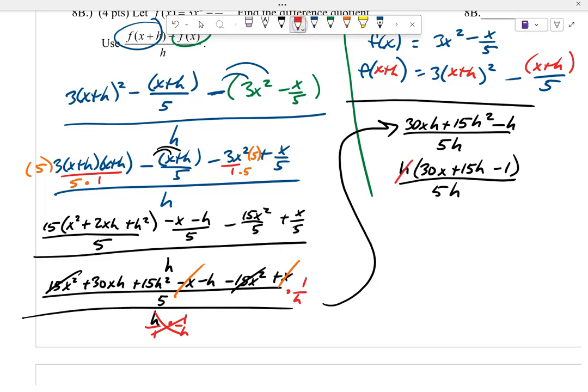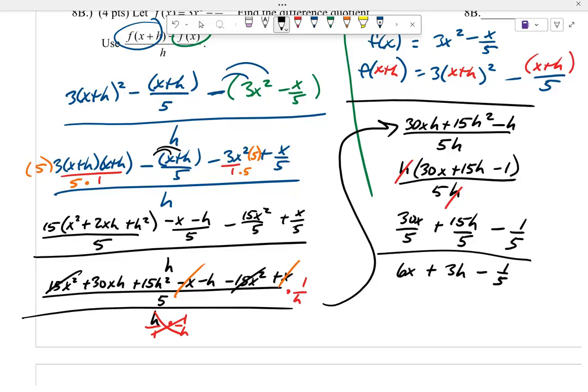So now my h's cancel right there. So I've got 30x over 5, 15h over 5, minus 1 over 5. So 6x plus 3h minus 1/5 would be our difference quotient for this one.